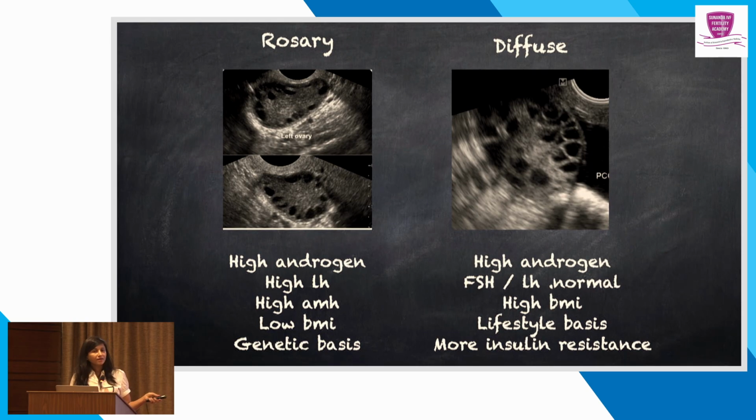If you have a diffuse pattern where all the follicles are dispersed in the ovary and there is no thick stroma, they may have high androgen, but their FSH-LH ratio will be normal. They may have high BMI. So initially the periods were regular. Now because of induced obesity, they are having irregular cycles. The lifestyle basis could be a problem, and in this patient the reason could be more insulin resistance.